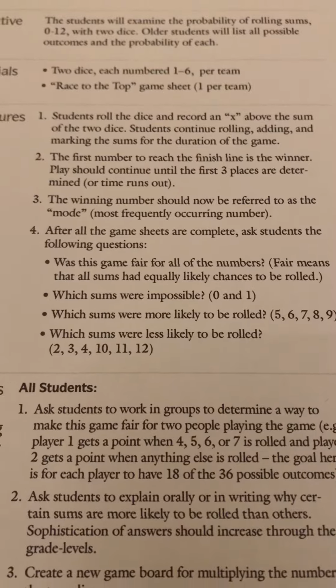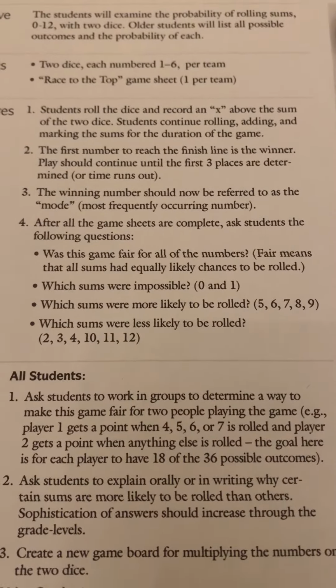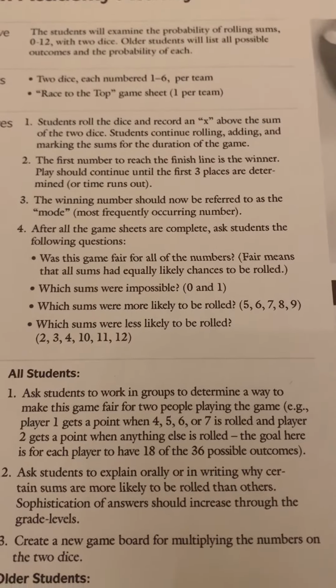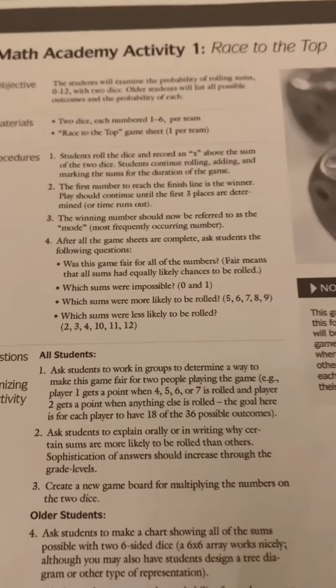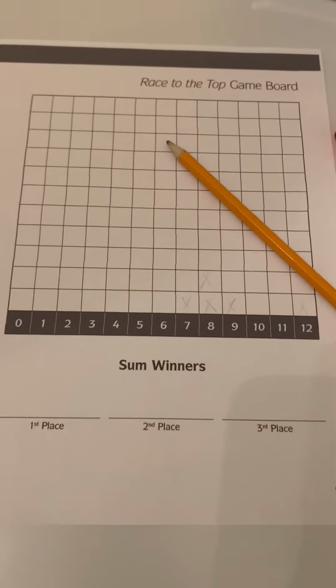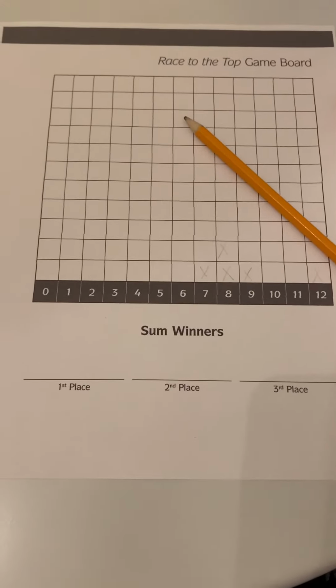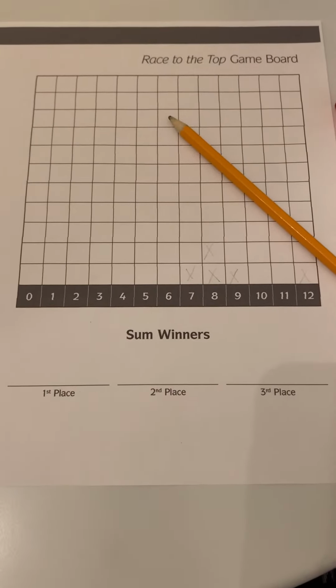It says that you will need 2 dice, each numbered 1 to 6 per team, but you're going to be doing this individually at home, so just for yourself. And you'll need a Race to the Top game sheet, which looks like this and is also in my lesson plans and also posted in the math tab on EDSB.